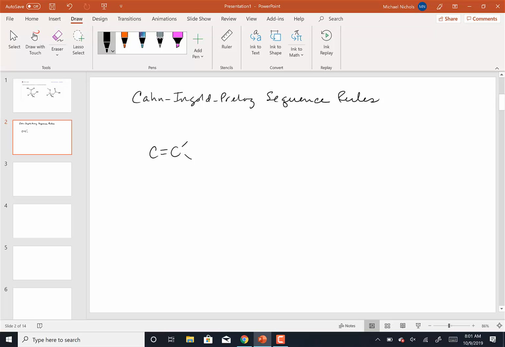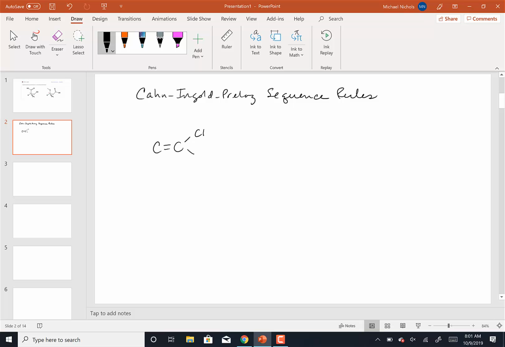That's just looking at priorities of 2. Then we'll go to a chiral center where we have to do 4. So if I have a molecule like this and a molecule like that, I've got those two groups. The Cahn-Ingold-Prelog sequence rules tell me how to rank these number 1 and number 2.